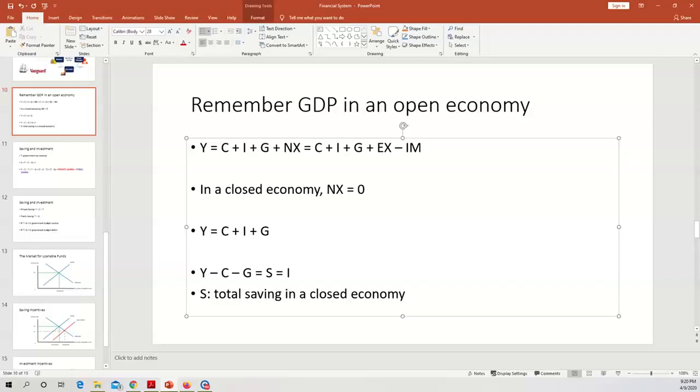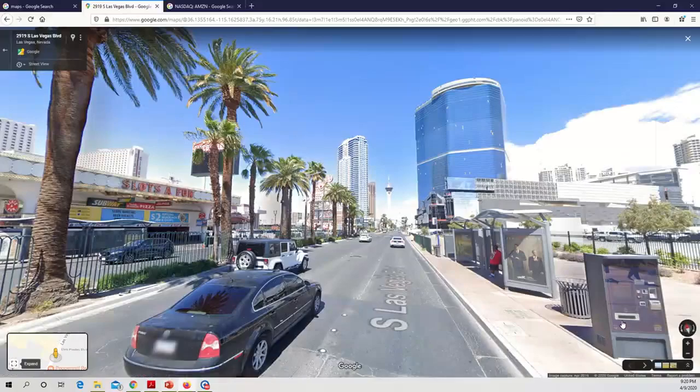Later I'm going to talk specifically about the bond market and the stock market. But in this section, I'm going to talk about the relationship between saving and investment in the financial system. So I'm going to start with a very specific example.